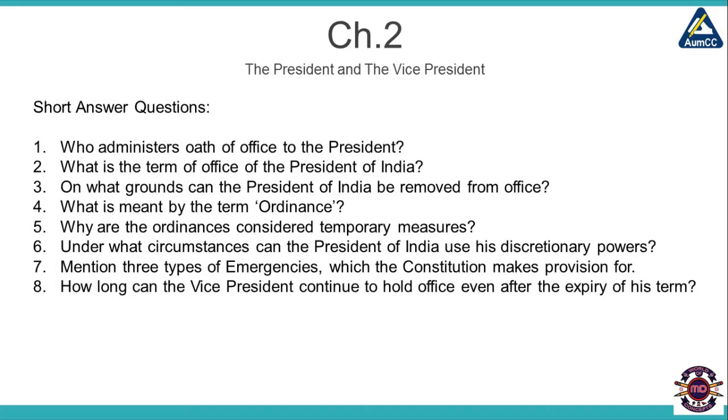When it comes to chapter 2, the President and the Vice President, the short answer questions are: who administers the oath of office to the President? On what grounds can the President of India be removed from office? What is meant by the term ordinance? Why are ordinances considered temporary measures? Mention 3 types of emergency which the Constitution makes provision for. These are very important questions.